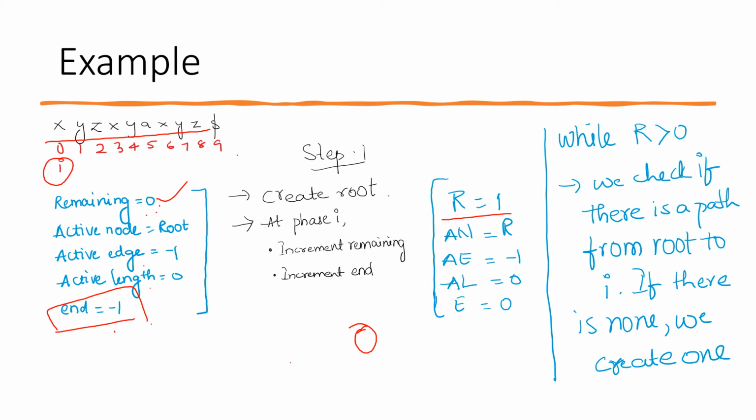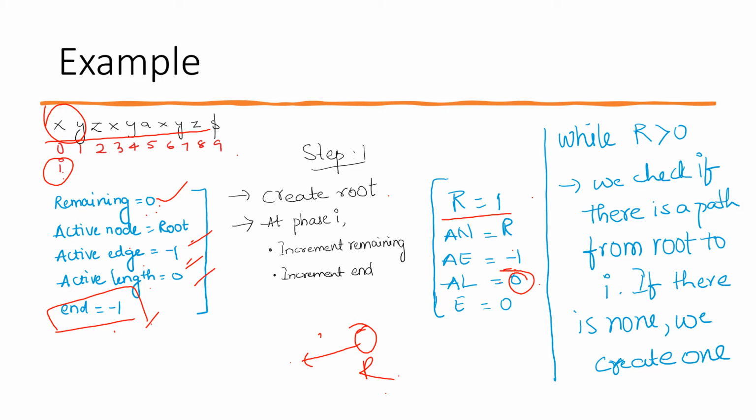So we are just incrementing i by 1. And active node will be root. Initially, these are the initial values. So active node will be root, so this is the root. Since active length is 0, one rule is when active length is 0, we have to check if there is a path from root to the ith node we are seeing. Since there is no path, we'll create one.